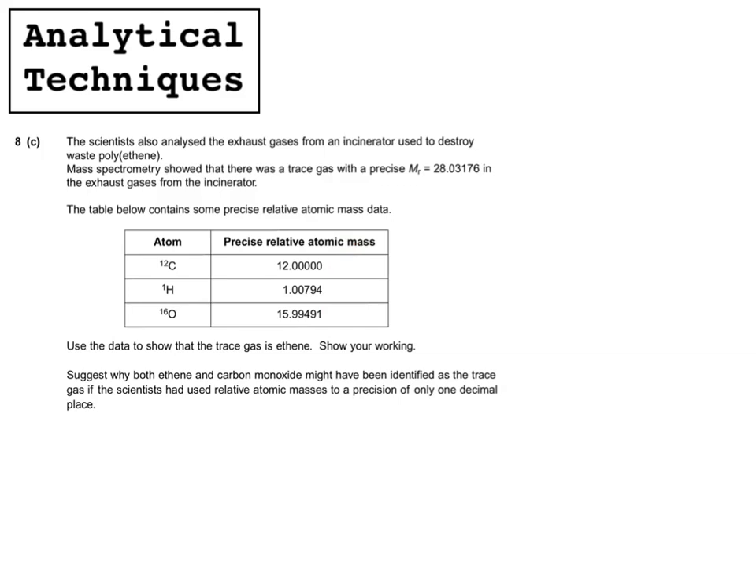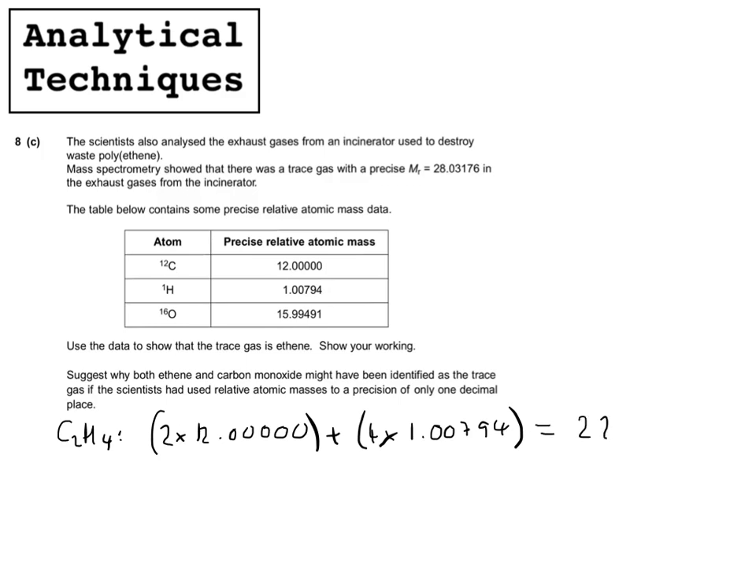Show your working. So the first thing to do is to show it's ethene. So all you've got to do there is basically show the sum. So you'd say that ethene is C2H4. So you're going to have 2 times 12.00000 plus 4 times 1.00794. You've got to write out the full sum and then say that it's equal to 28.037176. So the important thing here is that you do the whole sum and don't take any shortcuts when writing the working, otherwise you will lose marks.